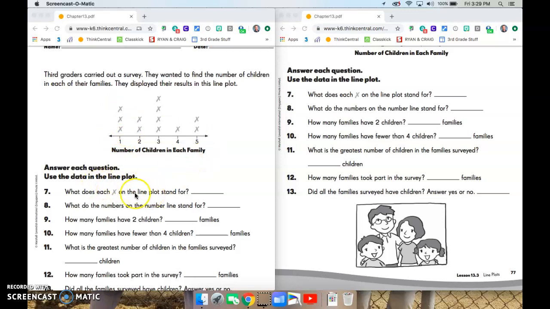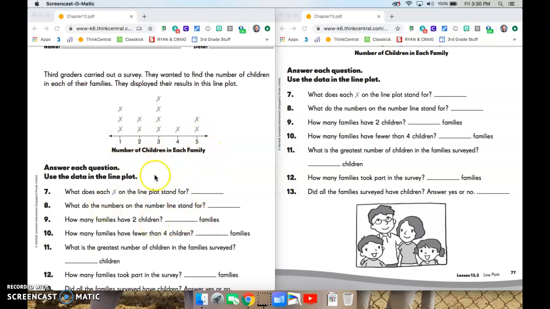What does each X on the line plot stand for? That stands for each, what is that, family? Is that each child? What do we think? I think that is the number of families with 1 child, okay? All right. What do the numbers on the number line stand for? That's the number of children in each family, anywhere from 1 to 5.